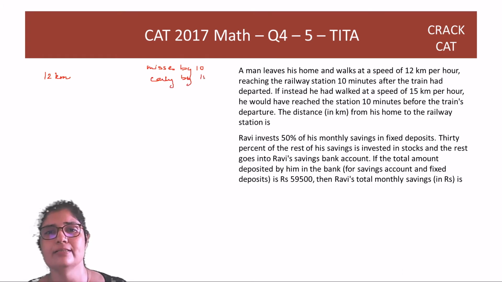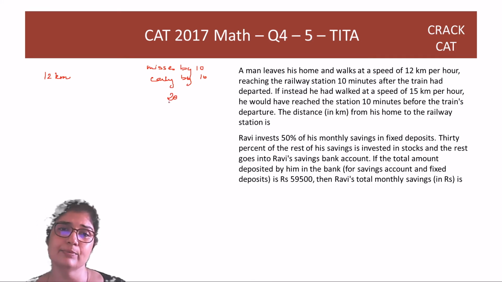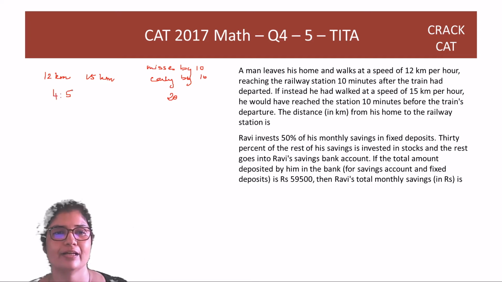So how much time is he saving, guys? He is saving 20 minutes. Instead of being 10 minutes late, that person has reached 10 minutes early, correct? So how does he save this time? Because instead of 12, he is walking at 15 kilometers per hour. Do people walk that fast? So the ratio of the speeds is 4:5. Now, if the ratio of the speed is 4:5 and the distance is constant, that means the time taken will be in the ratio 5:4.